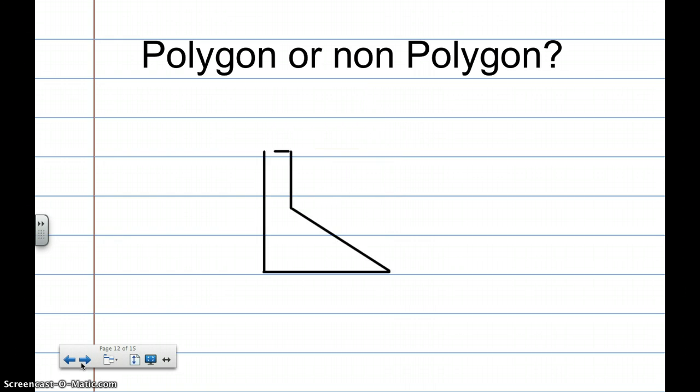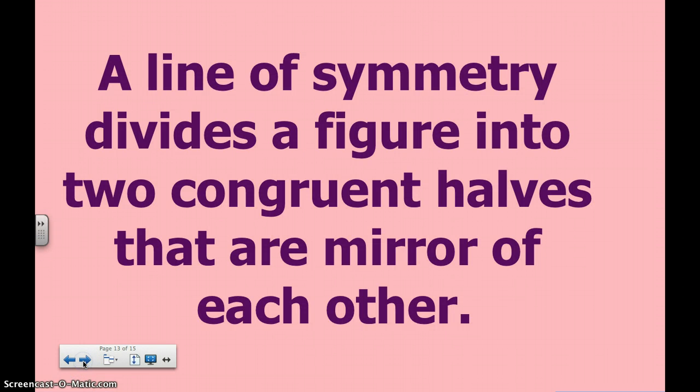This is not a polygon because it is open. So, this is a non-polygon. It is open right here. Even though it has straight lines, it is not closed.